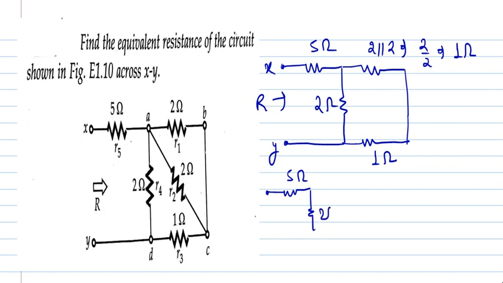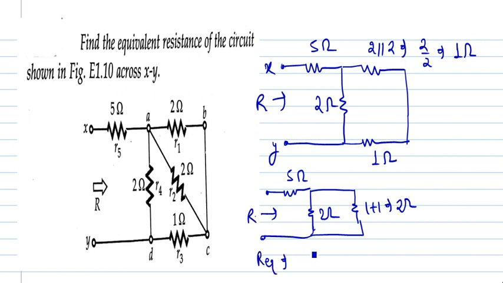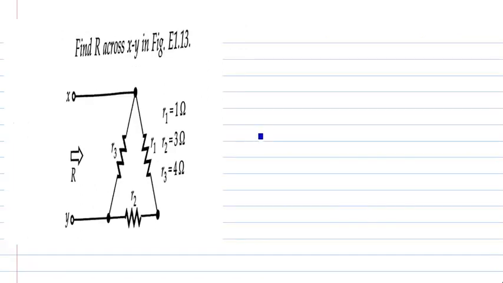So here 5 ohm, and here it will be 2 ohm. Now we can add these two, 1 and 1 together, so 1 plus 1 is equal to 2 ohm. Now we can see this 2 and this 2 are connected in parallel, and that will be in series with this 5 ohm. So we can write R equivalent is equal to 2 parallel with 2 plus 5, that is 2 by 2 plus 5, or we can say 1 plus 5, that is equal to 6 ohm.